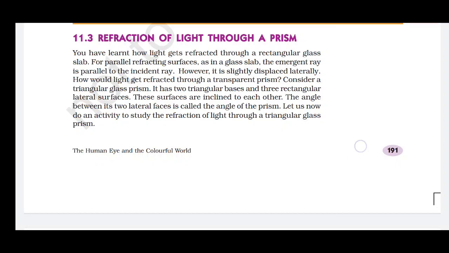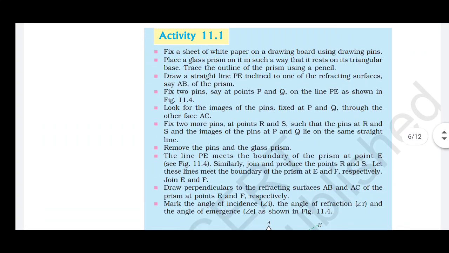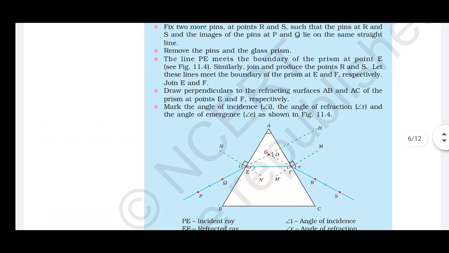Now we will be doing an activity in which we have to take a white paper and place it on a whiteboard, and on top of it you have to keep a prism and mark the triangular region face of the prism. A triangle ABC will be marked.